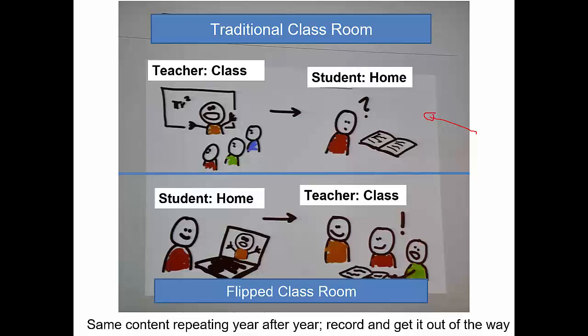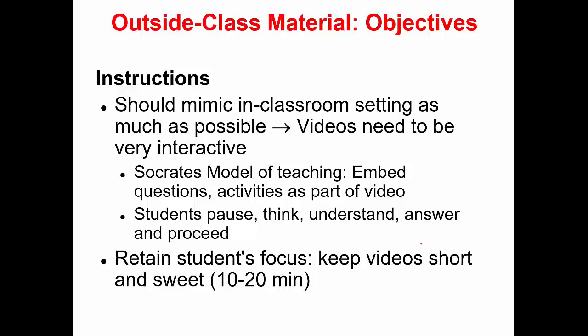So if you're convinced of flipped classes and decide to record videos, what properties should these videos have? This is the outside class material which the student will watch from the comfort of their home. What objectives should it meet? Since we are removing the classroom interaction of a lecture, the video material that you are creating has to mimic the classroom setting to the extent possible. In other words, these videos have to be interactive.